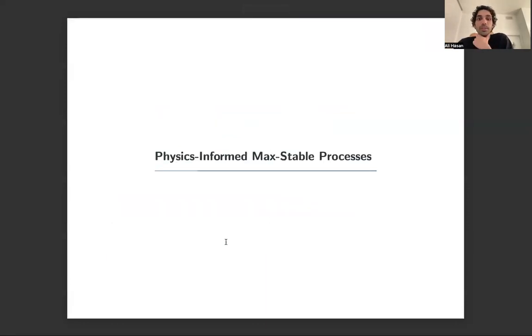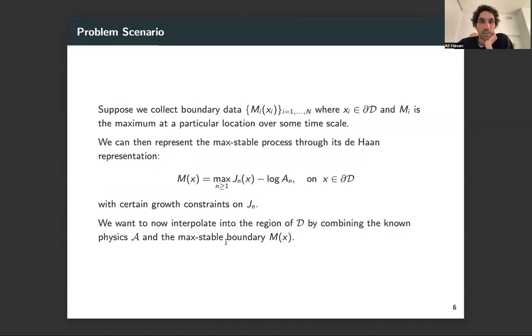Now to get to our main topic, we're going to talk about these physics-informed max-stable processes. In this scenario, we have some boundary data, which is collected on a boundary over some time scale, and we have already fit a max-stable process over this boundary given this maximum data.